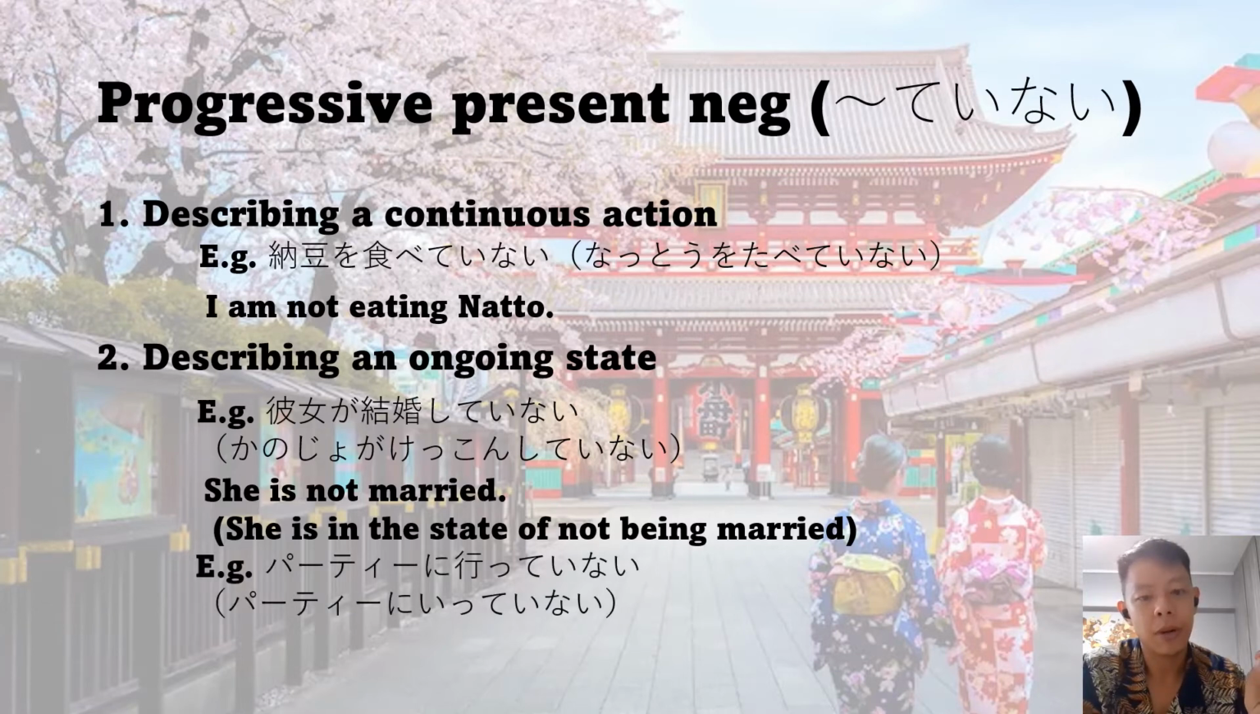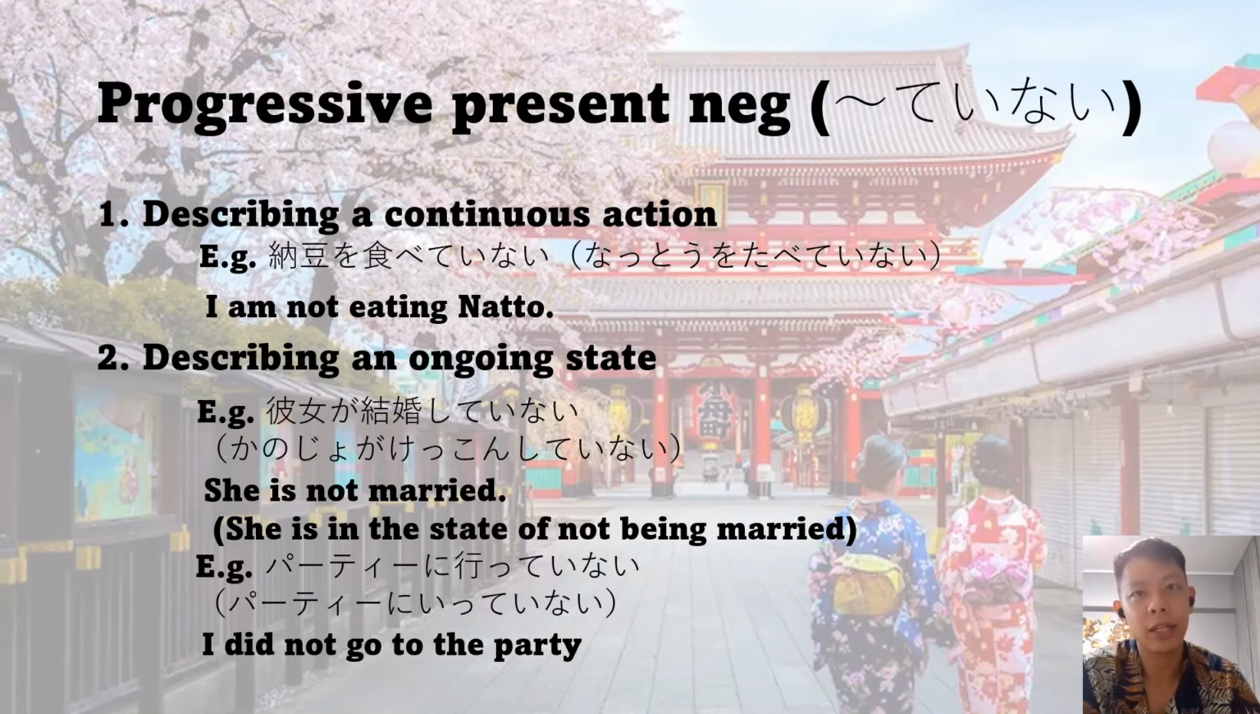パーティーに出ない, which means I did not go to the party. You may be asking me, why is this in the past tense? If I say party ni ittenai, doesn't it translate to I am not going to the party?